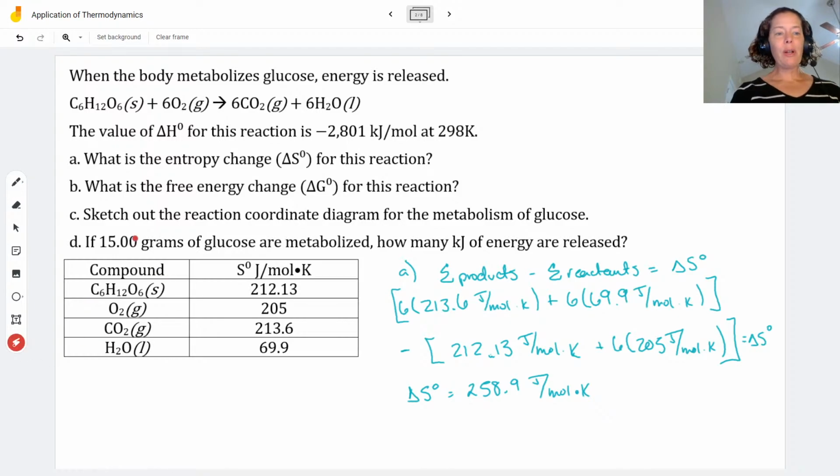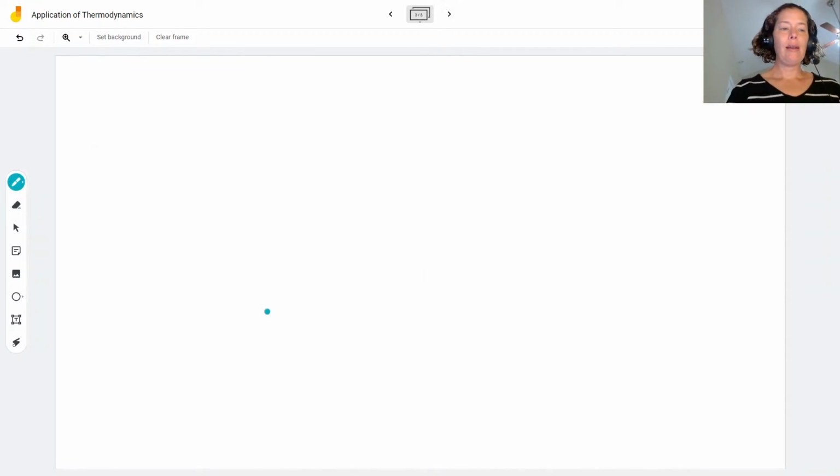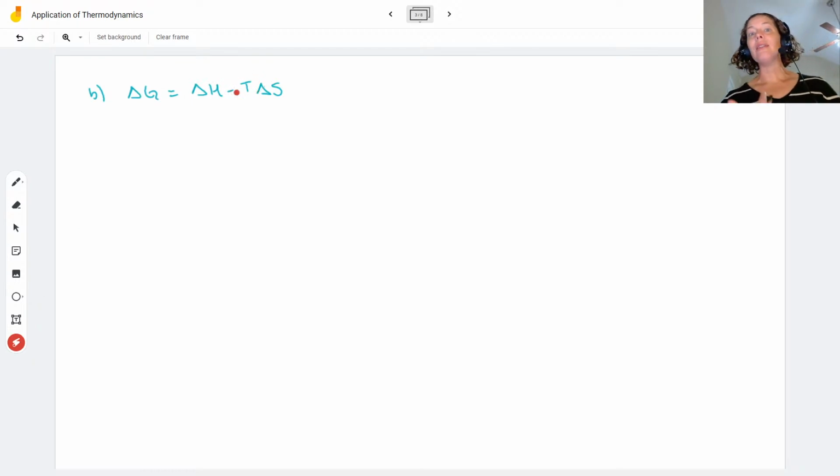So let's read it first. What is the free energy change? That, of course, is delta G for this reaction. All right, so we have delta H. We now have delta S. So we're going to calculate delta G. For this one, we're not going to use products minus reactants because we don't have any of our free energy values for our reaction. What we are going to do is use the classic delta G equals delta H minus T delta S. T here is temperature, and of course we have the temperature that is 298. All right, so I'm just going to plug and chug again.